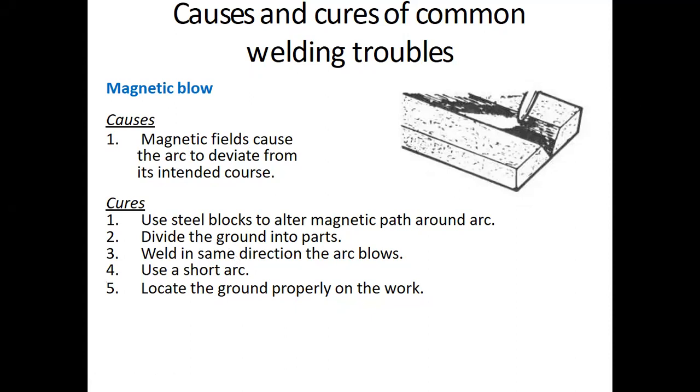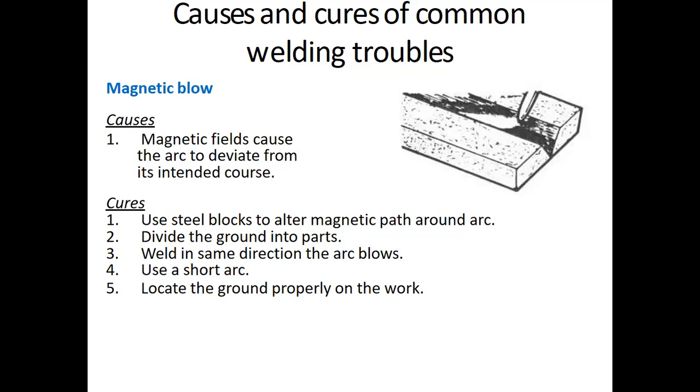Cures: you can use steel blocks to alter the magnetic path around the arc, right? Divide the ground into parts. Weld in the same direction the arc blows, right? Basically, this arc blowing concept, I believe I should do one slide to explain it. Use a short arc, right? That is another thing that we can do. Locate the ground properly on the work.